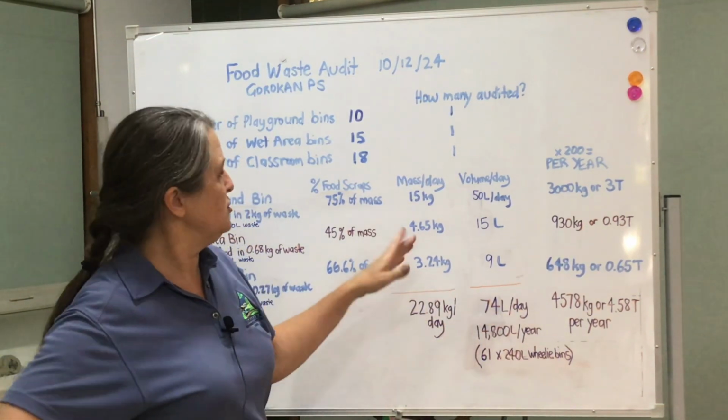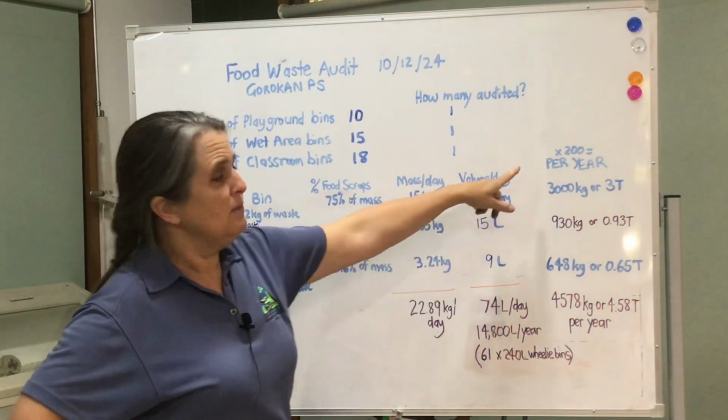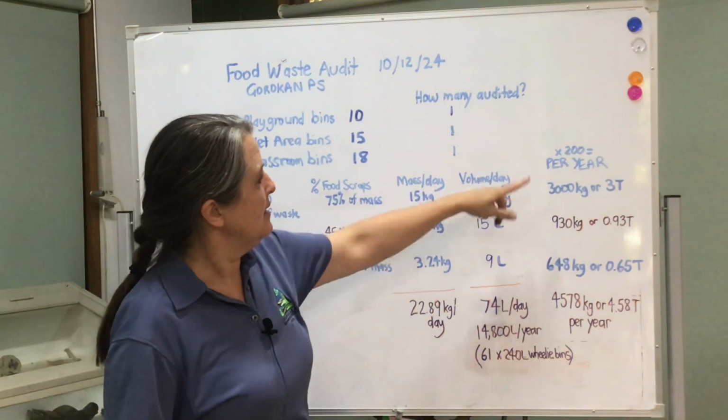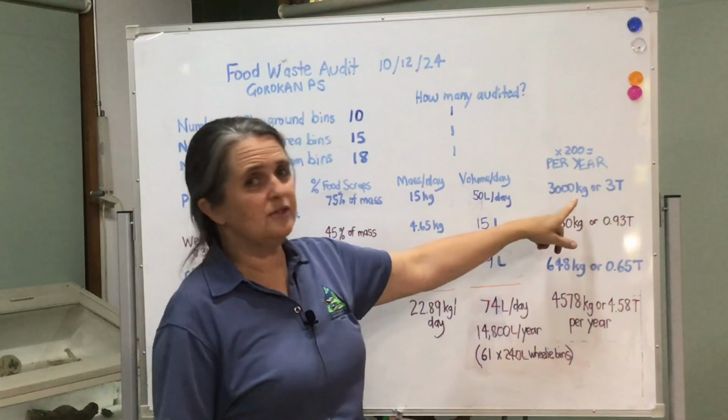And then what you can do with those figures is multiply by 200, because there's 200 school days in the year, and then you get your total amounts for the year for the school.